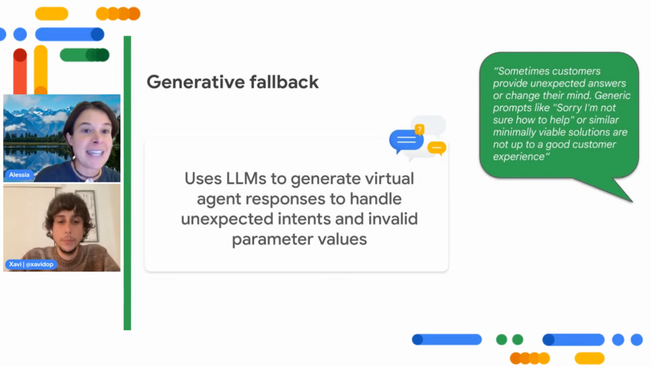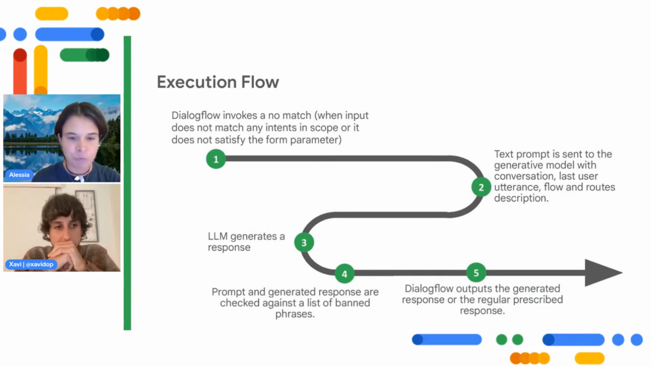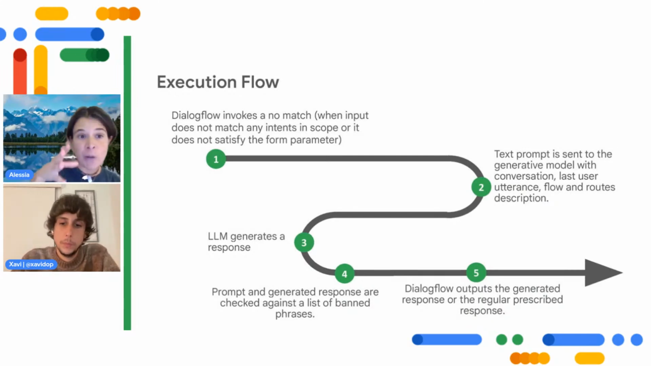That's just a way for me to say that generative fallback comes into play when we want to steer the conversation back on track and reset expectations about what is and what isn't possible. How does it work? The execution flow: the user says something unexpected. It triggers what you guys are probably familiar with, a no match. A no match at page level, flow level, or maybe a parameter doesn't match the entity type. At that point, when a no match is triggered, that's when generative fallback comes into play.